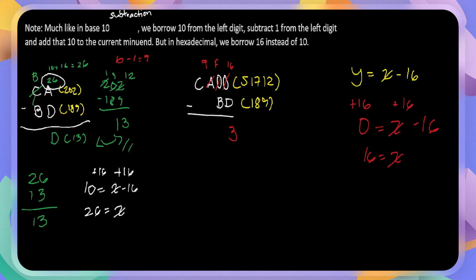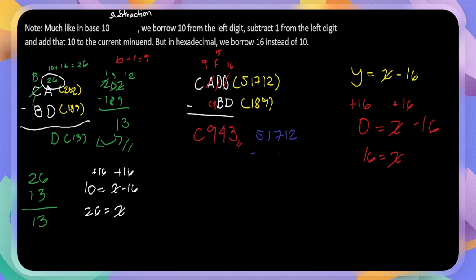F minus B, our F, remember, is equal to 15, and our B is equal to 11. So 15 minus 11, that's going to become 4. 9 doesn't really subtract with anything here. These digits are empty, so we can just bring down our 9, and then we can have our C here. And then we can check that. Maybe I'll use a different color so you guys can see.